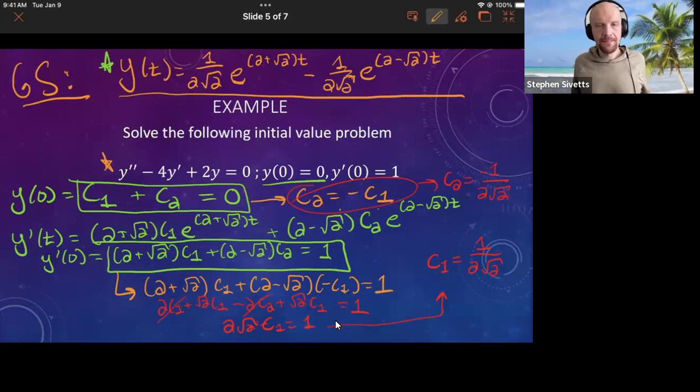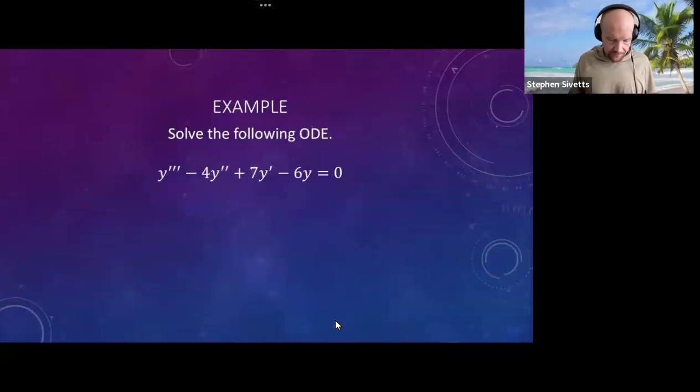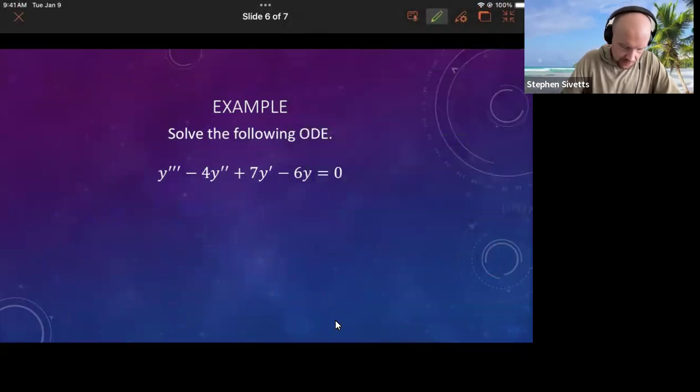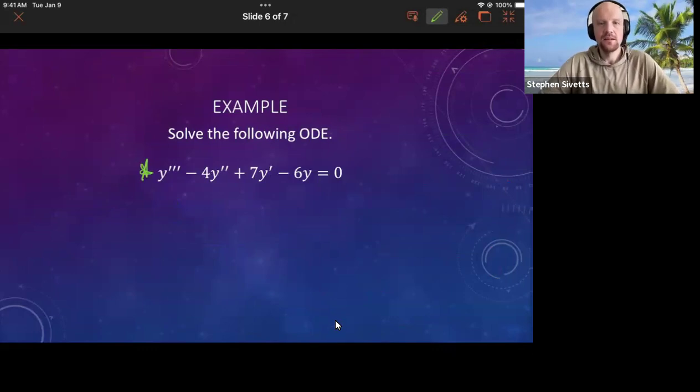Okay. Let's do one more example. In this problem, I want you to solve for the general solution for this differential equation. Okay. So if you have it down, great, because I'm going to explain it now.